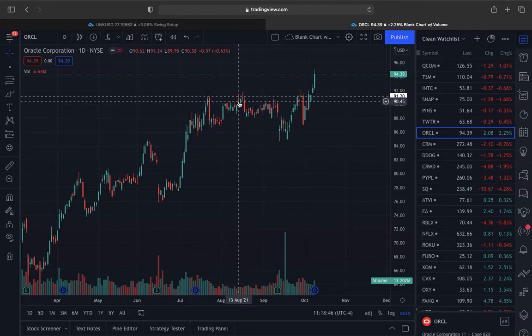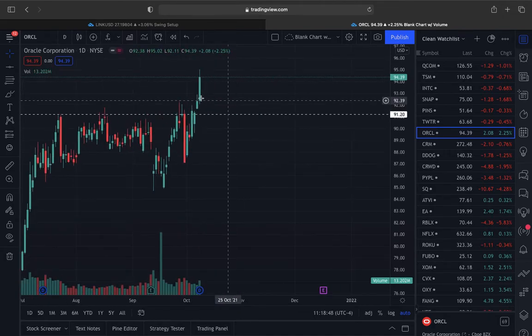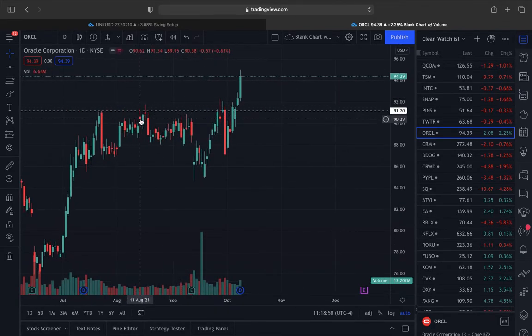Notice how Oracle right here on August 13th, and let me zoom in some. Look what happens when price runs up to 91.20 again. See this long top wick that price gives us? That tells me that resistance level is still in play. There are still sellers sitting here waiting to push price back down.